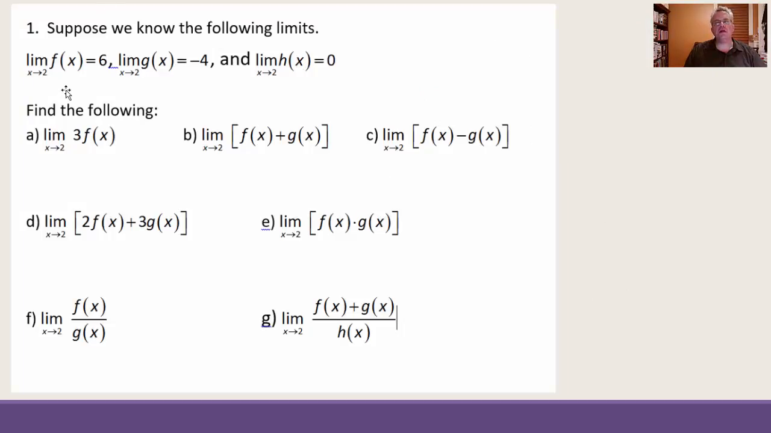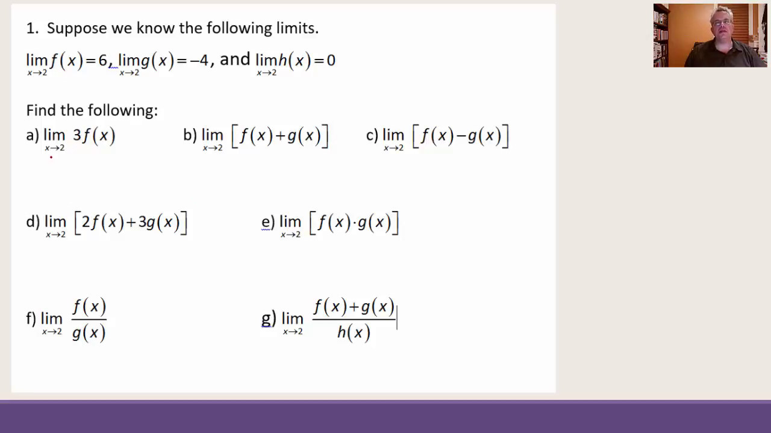So suppose that we know three things about functions f, g, and h. We know that the limit as x approaches 2 of f is 6. We know the limit as x approaches 2 of g is -4. And the limit as x approaches 2 of h is 0. So the only thing we know about these functions are their limit as x approaches 2. And we want to see if we can evaluate the following quantities.